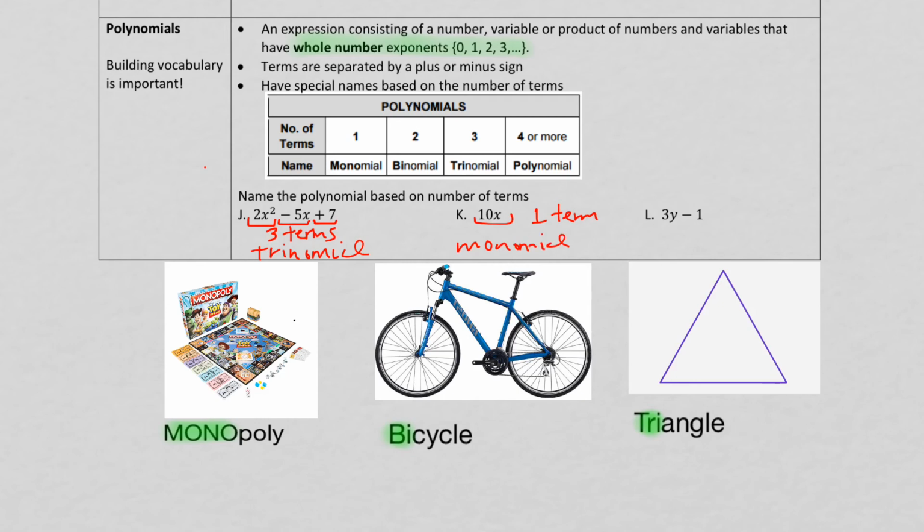And then lastly, example L, this is 3y minus 1. Here we see two terms. 3y is a term, minus 1 is a term. So if we have two terms, then we call this a binomial.